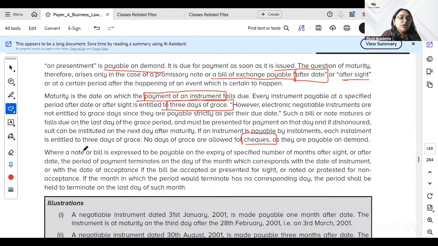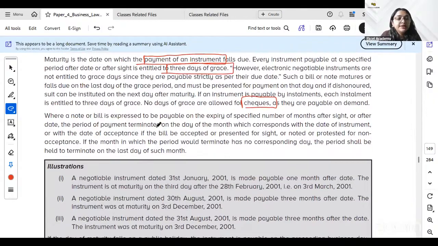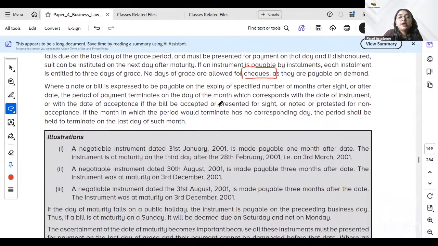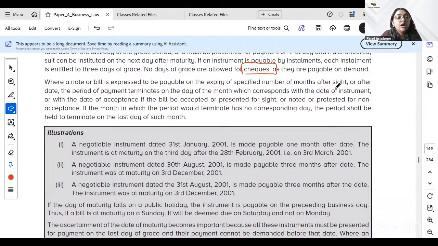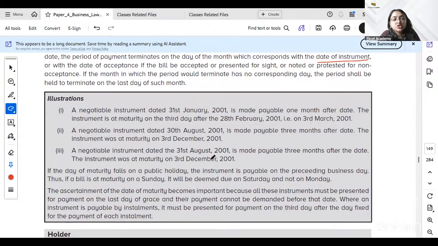Where a note or a bill is expressed to be payable on the expiry of a specified number of months after date, the period of payment terminates on the date which corresponds with the date of the instrument. Now there are illustrations which we just saw. A negotiable instrument dated 31st January is made payable after 1 month. What is 1 month after 31st Jan?